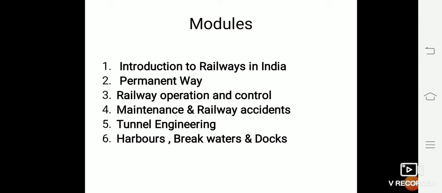Out of the six modules, the last two modules have the highest weightage of 20 marks each, and the remaining four modules have a weightage of 15 each in the end semester examination. So in total we have 100 marks and 50 marks internal.